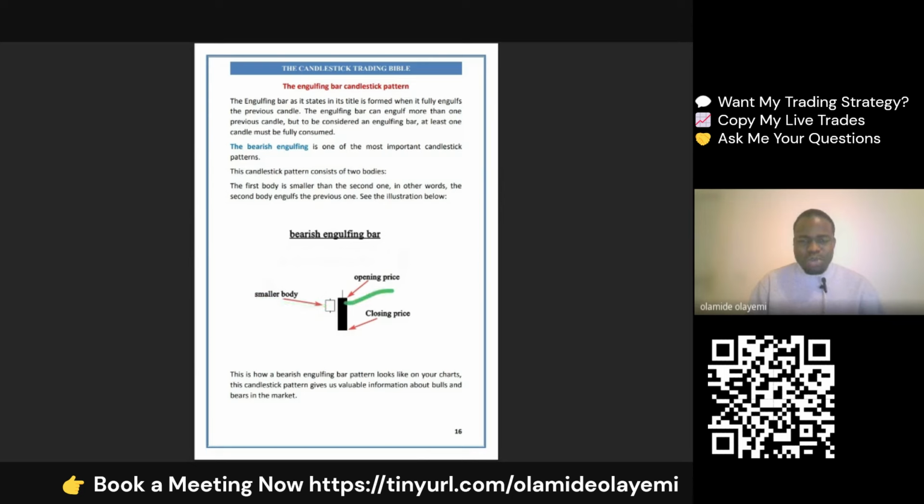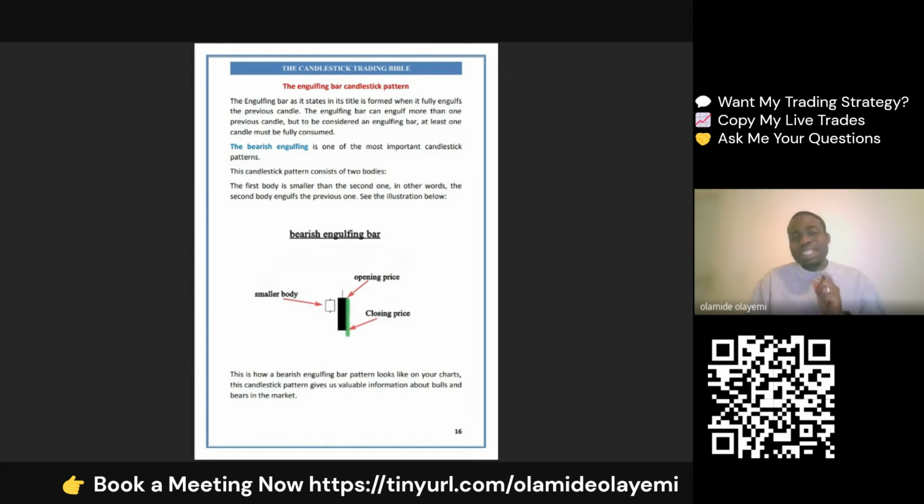But the candlestick of day two is longer, and there's something that happened here. If you look at the start of day two and the end of day two, day one is between them, within it. So it means that day two engulfed day one. It swallowed day one. So when you see something like this, it's called a bearish engulfing bar.